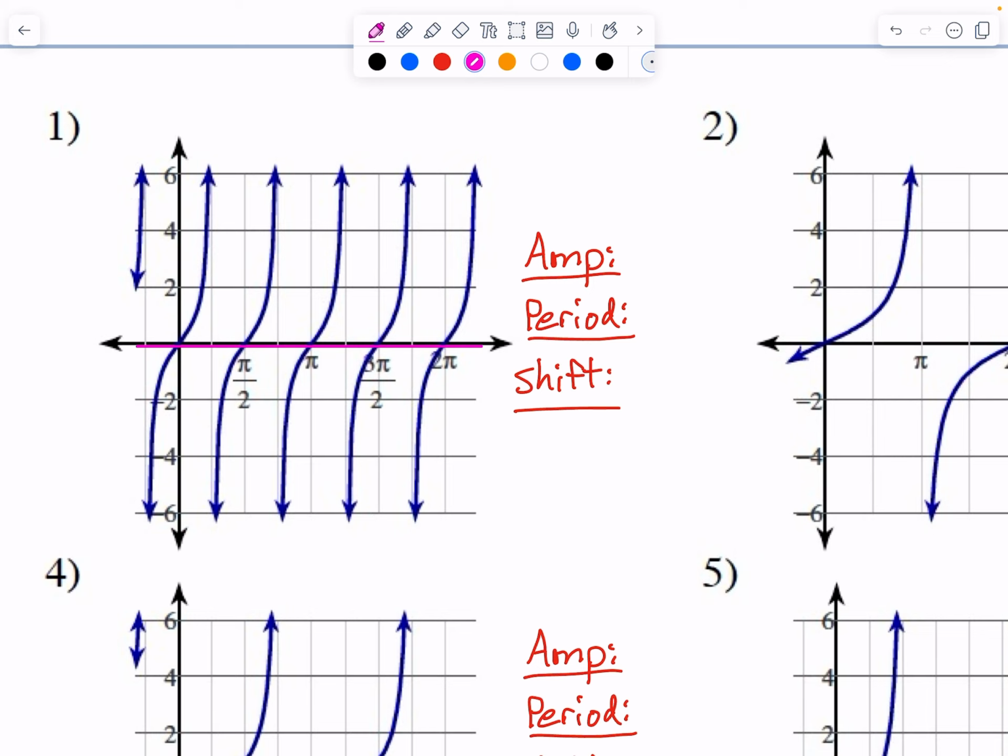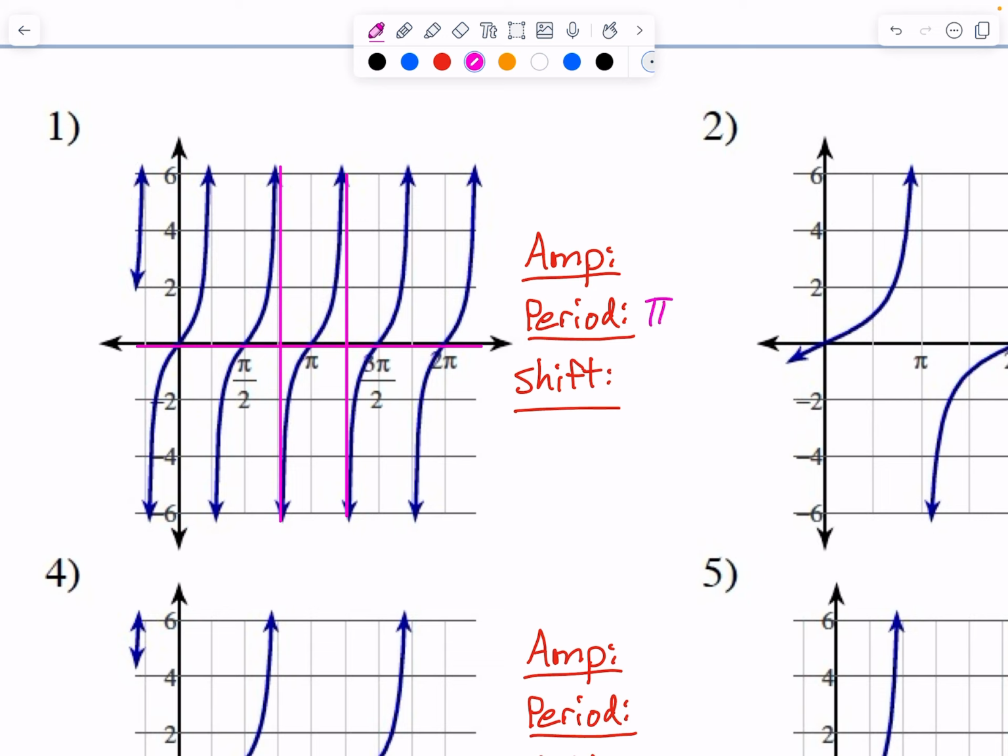Okay, so the period is the next thing I like to look for because it's easier to see. I can see that tangent is going to go between there and there. There's the period going between that. That length looks like, if I stay on those grid lines, it's pi. So my period is pi.